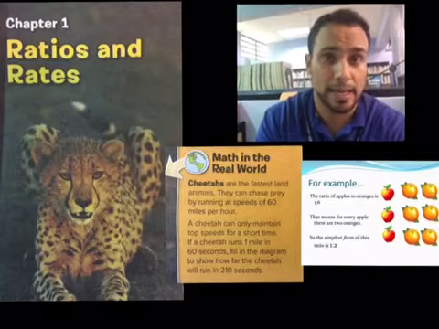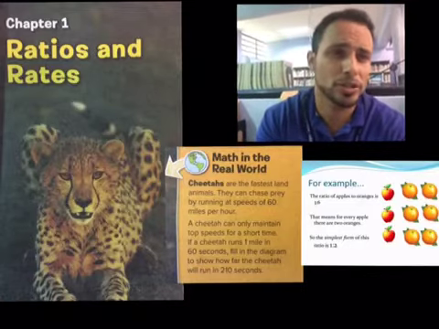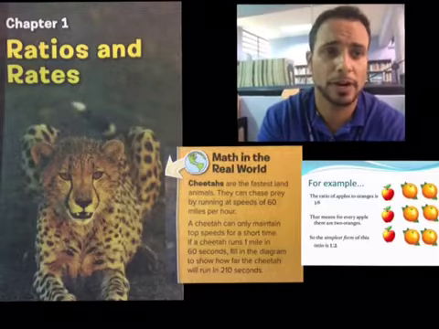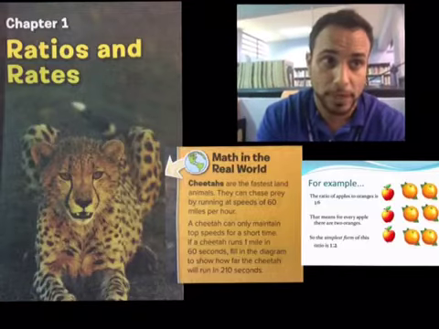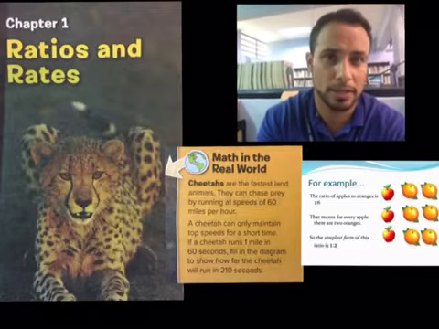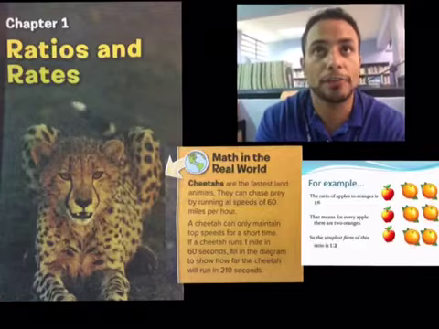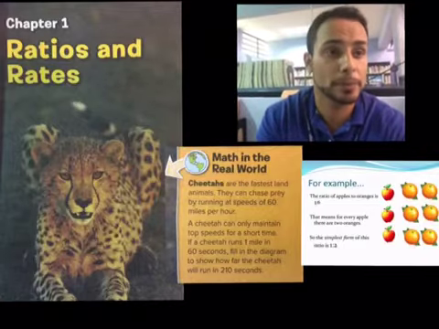Okay, so as I said, Chapter 1, ratios and rates. What are they? Well, a ratio looks like a fraction. Okay, it looks like a fraction, but it's not. It can actually be part of what we call a complex fraction, but we'll get to that a little later. And a rate is often two variables being compared.